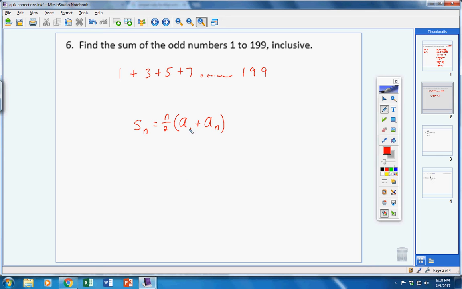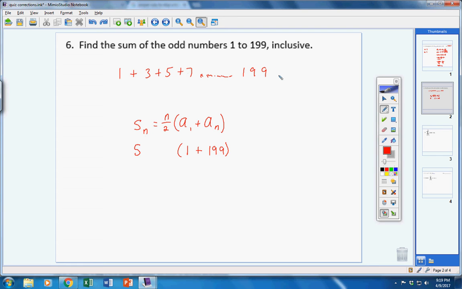Now, a subscript 1 is your first term, which is 1. A subscript n is your last term, which is 199. That's easy, okay? So we're finding the sum. Now here's where it gets tricky. The sum of how many terms? Well, we don't know. Let's be really careful here, okay?